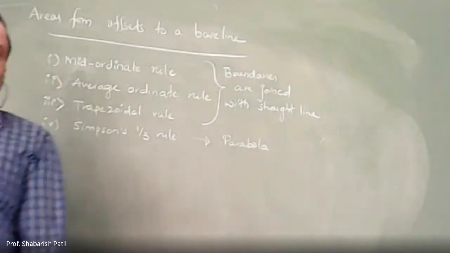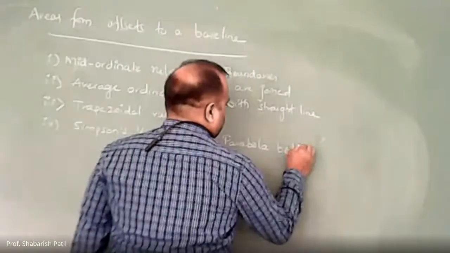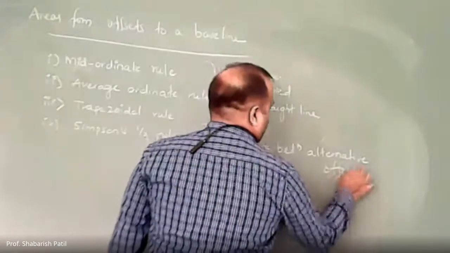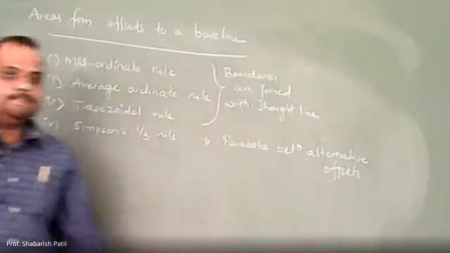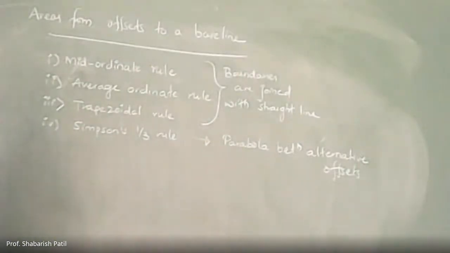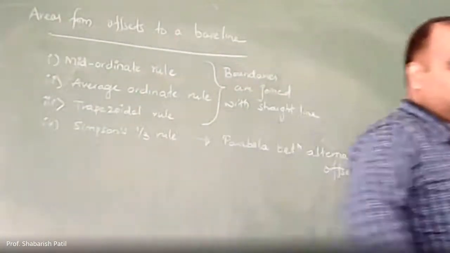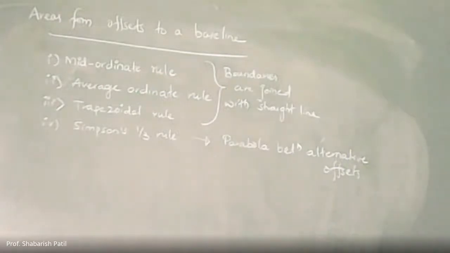So the boundary is a parabola between alternating offsets. These are the assumptions which have been used to derive the expressions for all these four. We'll study one by one. So we take the heading first as mid-ordinate rule.